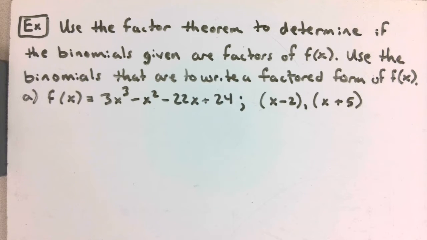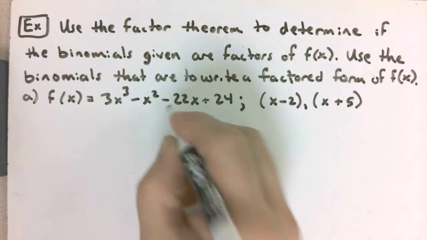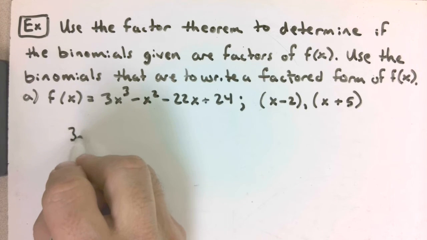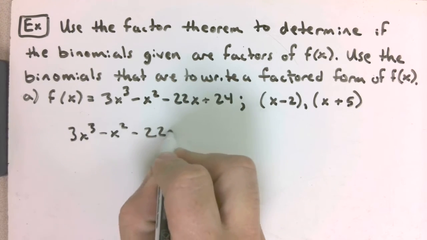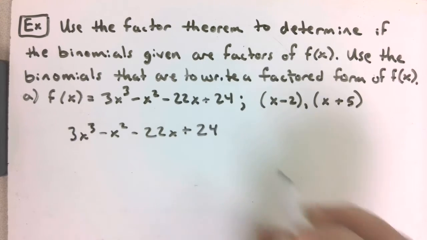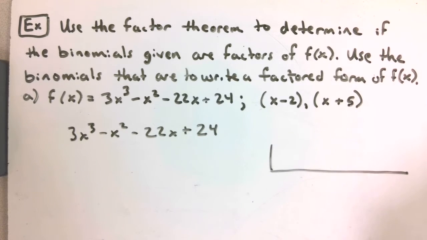You could use synthetic or long division for this problem. I'm going to choose to use synthetic division. So here is our original. It is 3x cubed minus x squared minus 22x plus 24. And what I want to do is see if we use some synthetic division, if we get a remainder of 0 or not.